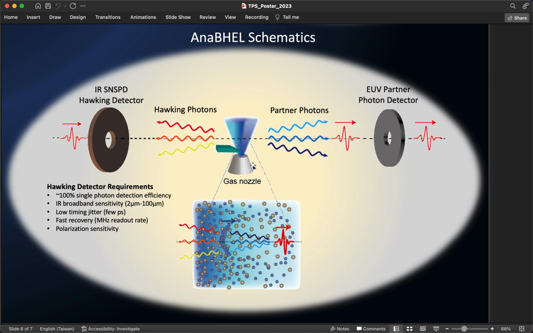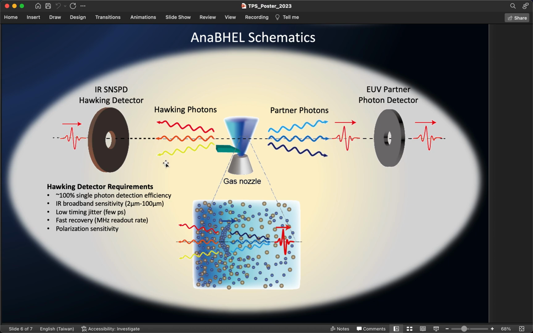But also, because the event horizon of this experiment, which is the plasma mirror itself, would end when the laser comes out of the gas, eventually the event horizon would disappear, letting the partner photons also penetrate, which is what we will do here with the EUV partner photon detector to detect the partner photons.